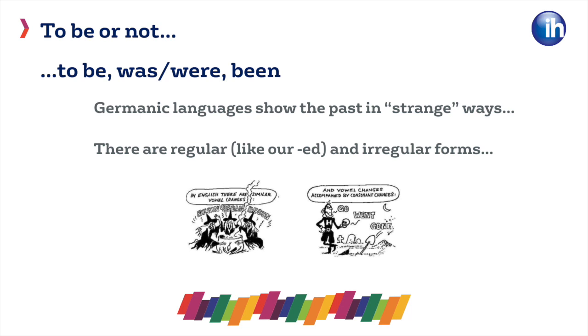And look at the great little comics here. I scanned these ages and ages ago, and I don't even remember where from. But you see that in English there are vowel changes like begin, began, begun, and there are vowel changes that are also accompanied by consonant changes like go, went, gone. And what I'm talking about here is not even mentioning the present form of to be.